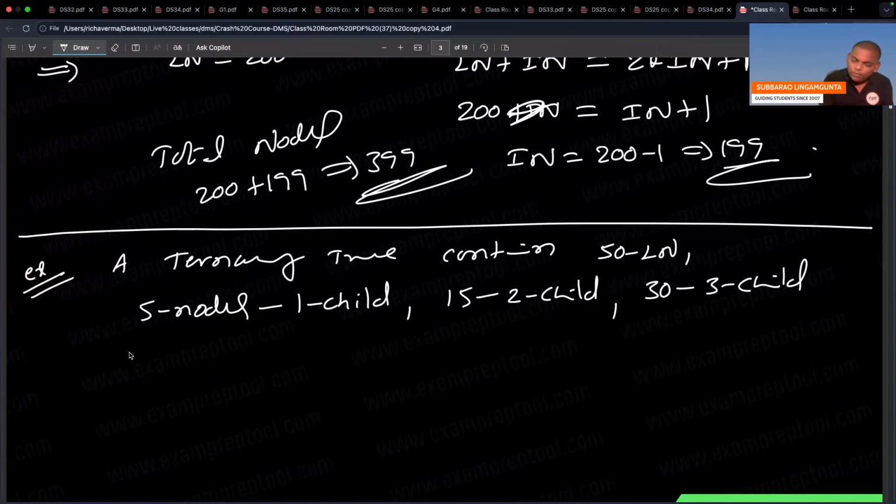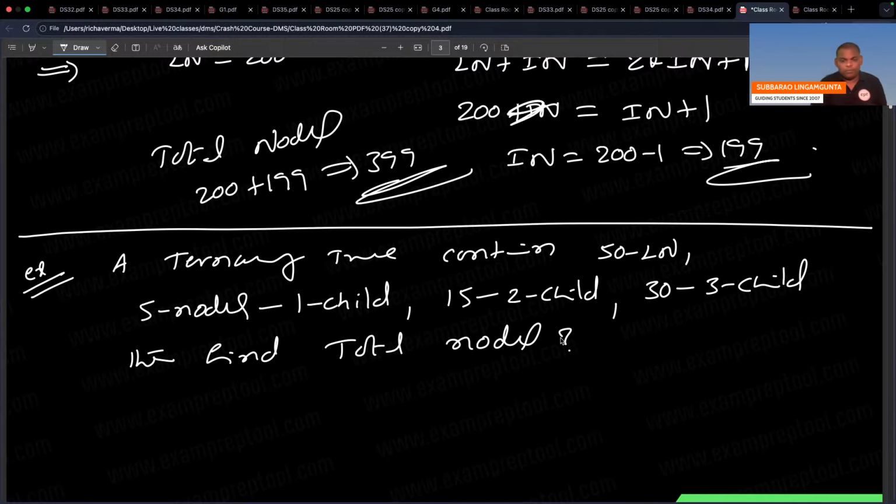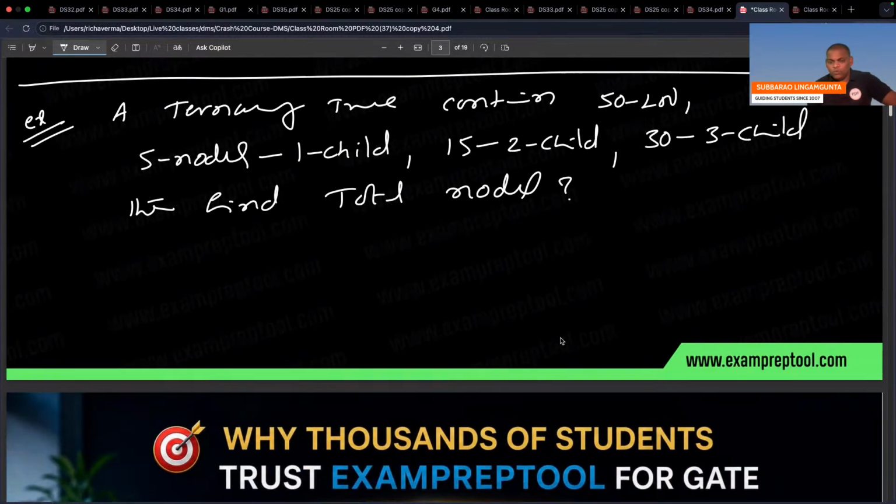Then find the total nodes. As usual, same story I am doing. So total nodes: leaf nodes plus internal nodes is equal to the total. So how many leaf nodes?